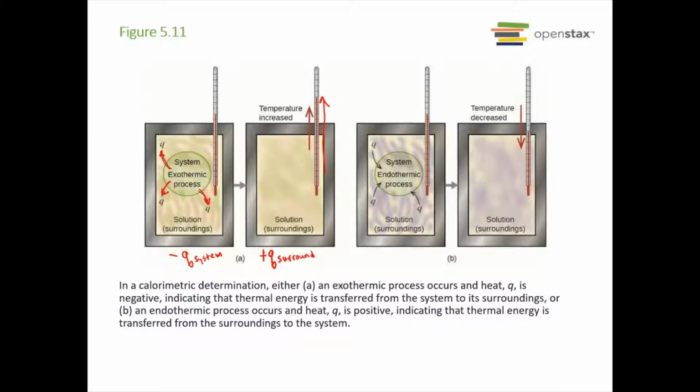Now in B, we have an endothermic process. That means that energy is being absorbed by the system. So the surroundings is giving its Q to the system. In this case, our temperature goes down for the surroundings, and our system has a positive Q, an increase in heat because it's absorbing it, and our solution has a decrease in Q because it's losing.